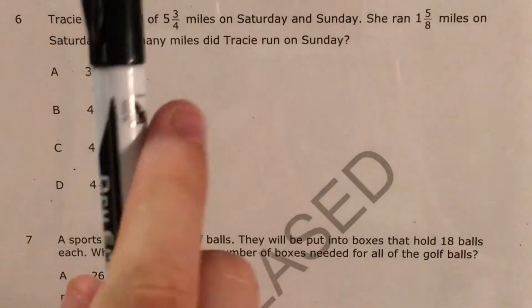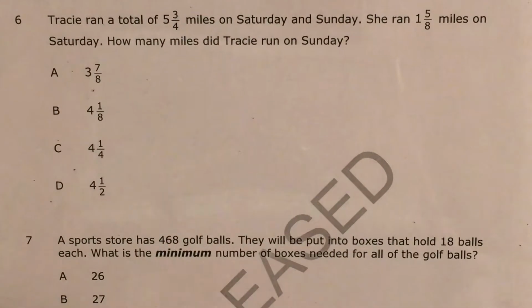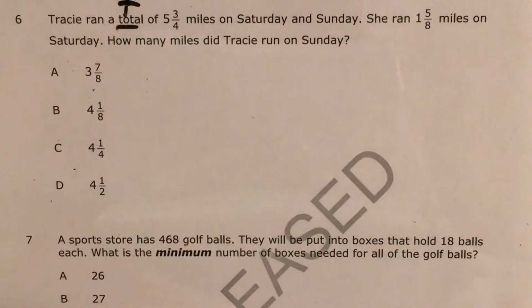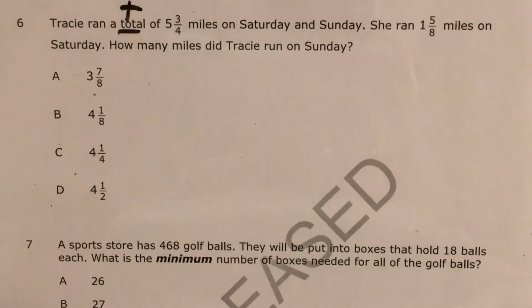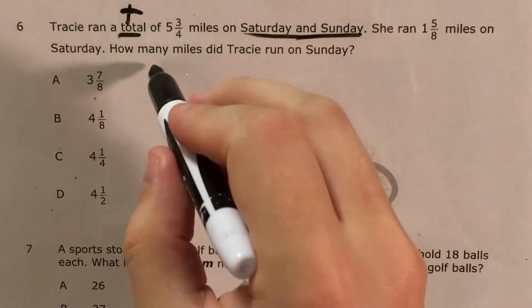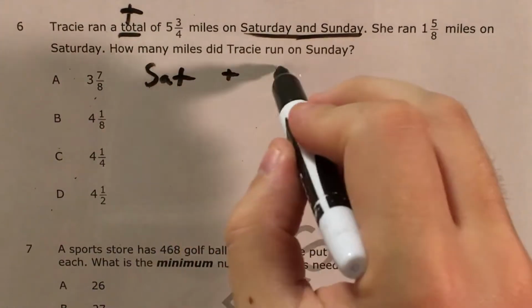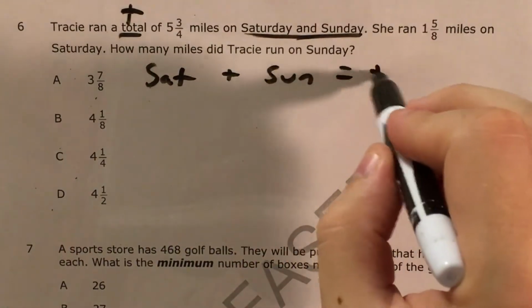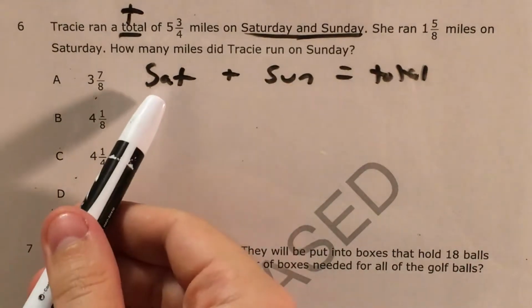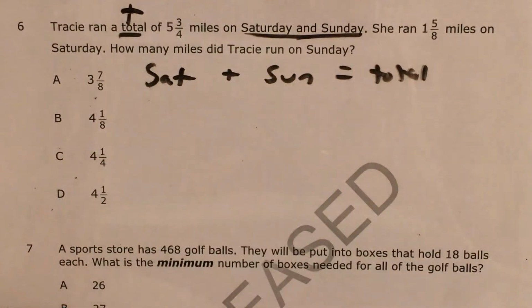We'll be okay. Alright, so I want to start with this word total, because the word total tells me that I'm going to be adding. And specifically, since it says Saturday and Sunday, I'm going to make my word sentence and say that Saturday plus Sunday equals the total miles.